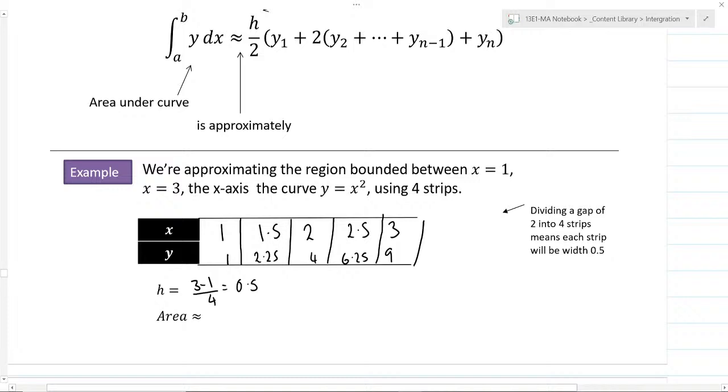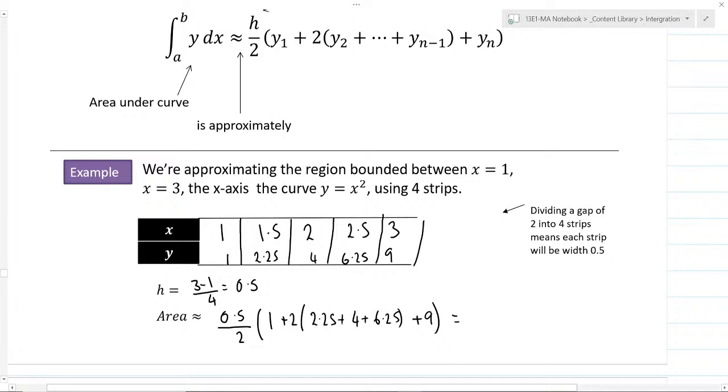Okay, so now I've got my h. I've got my first y value, which is 1. I've got my last y value, which is 9. So my area is approximately 0.5 over 2 times my first one, which is 1, plus 2 times all of the ones in between there. So that's going to be 2.25 plus 4 plus 6.25, plus my last term, which is 9.